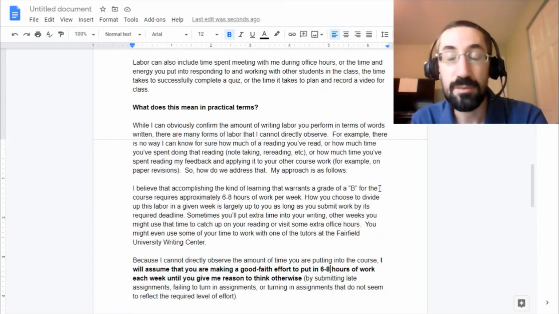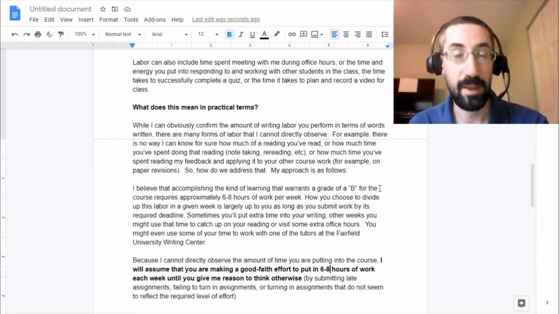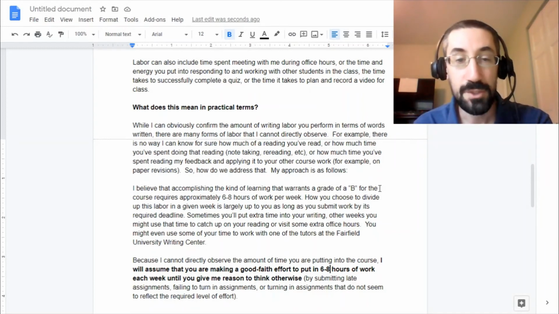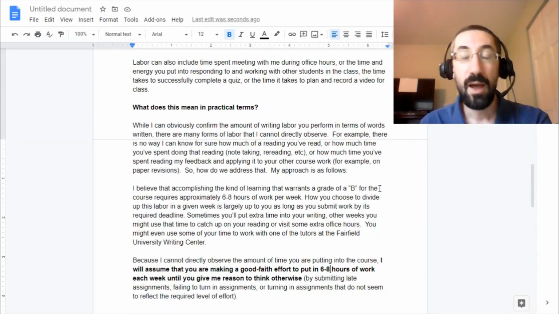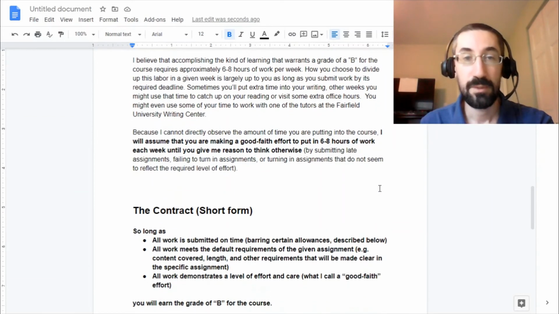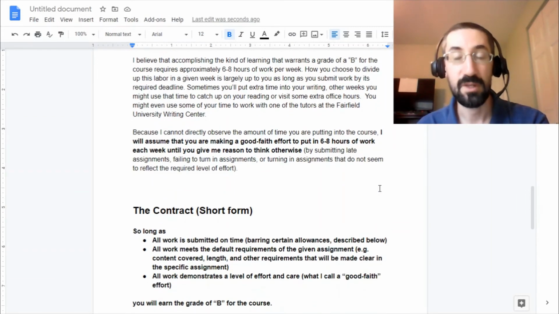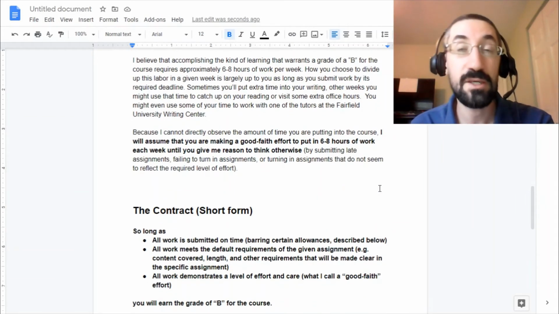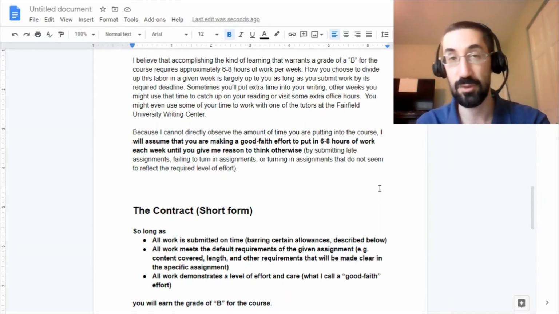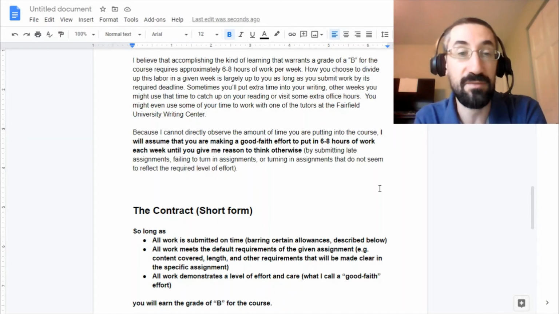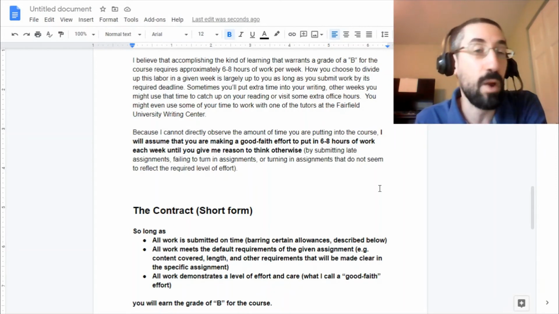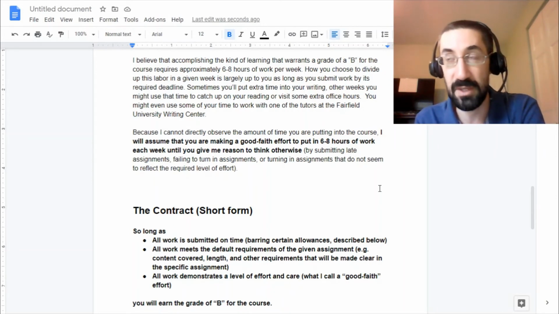I can't directly observe how much work you're putting into the course. I can't be over your shoulders with a timer. So I am going to assume that you are making a good faith effort to put in about 6 to 8 hours of work each week until you give me reason to think otherwise. So either you're submitting assignments late, not turning stuff in, or turning in work that just does not feel like it demonstrates the required level of effort based on the course.